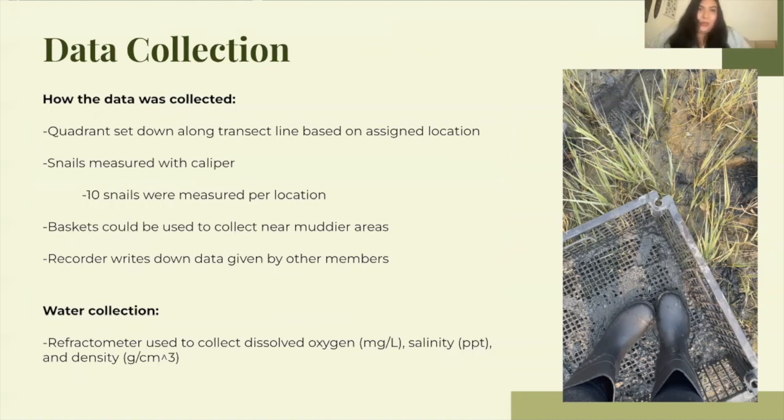Then the measurer would record the found snails with a caliper, and 10 snails were measured per location. Baskets would be used to collect near muddier areas to prevent anyone sinking into the mud. The recorder during this time would be writing down the data given by the other team members. A water collection was also done by using a refractometer to collect dissolved oxygen levels, salinity, and density levels.